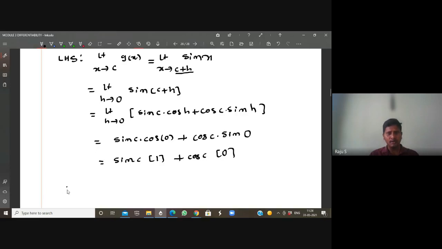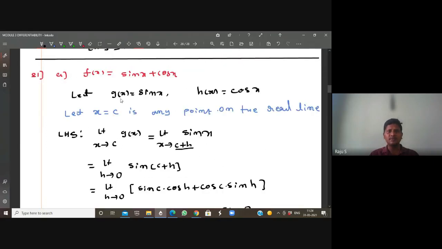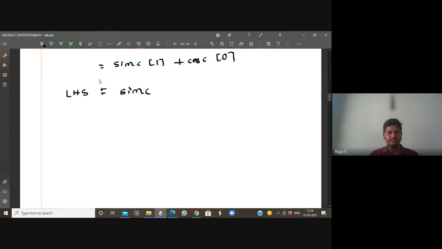finally, what is the left hand side value? This is clearly sine c. Then let us see the RHS. RHS means g of c. The RHS value at x equal to c, g of c, is sine c.